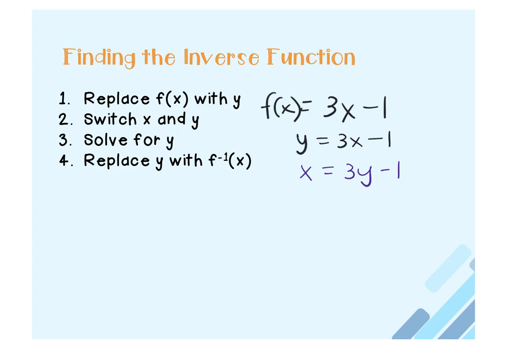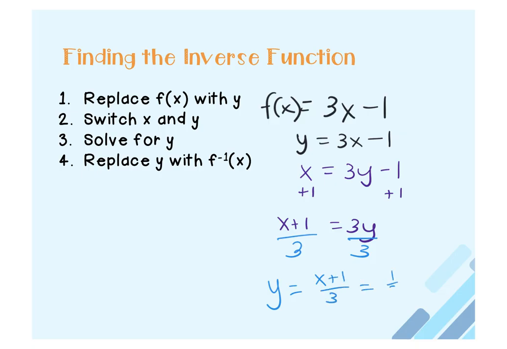Obviously, the steps involved after this will change depending on what type of equation it started with. This one's a linear equation. So I'll add the 1 to both sides. I'd get x plus 1 equals 3y. And then to isolate the y, I would divide by 3. So y would equal x plus 1 over 3, or I could rewrite it, if I wanted to graph it, let's say, as 1/3 x plus 1/3.